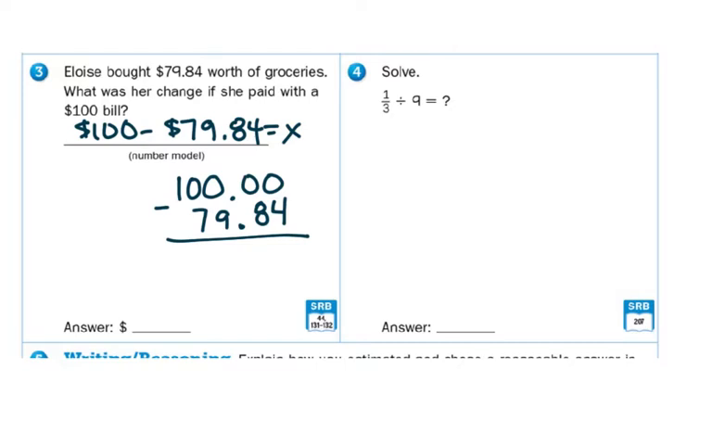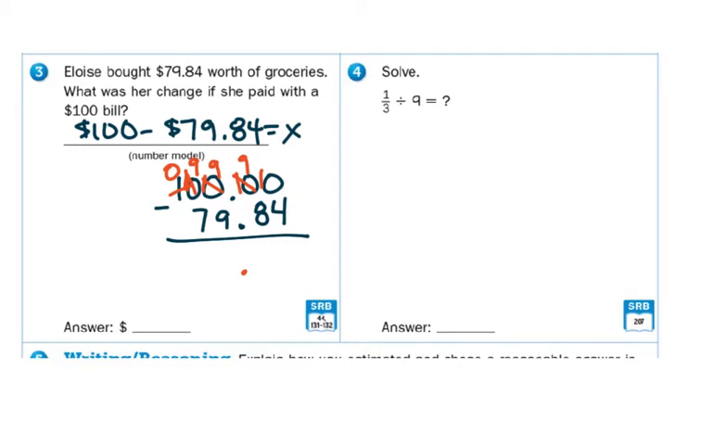Now you have to be careful because you cannot take 0 minus 4. So you have to go all the way over to the 100. Take that $100 bill and turn it into 10 tens. Then take one of those tens, turn it into 10 ones. Take one of those dollar bills and turn it into 10 dimes. Take one of those 10 dimes, turn it into 10 pennies. Bring your decimal point straight down, and now you can subtract.